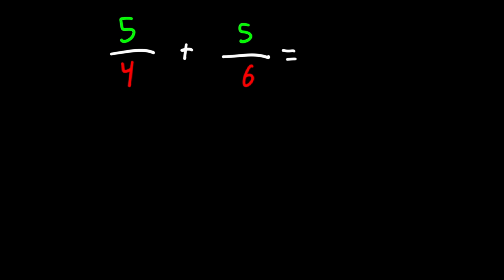Let's try another problem. How can we add these two fractions together? Notice how the denominators are different. So let's make a chart. Let's start with 1, 2, 3, 4, and let's stop here.